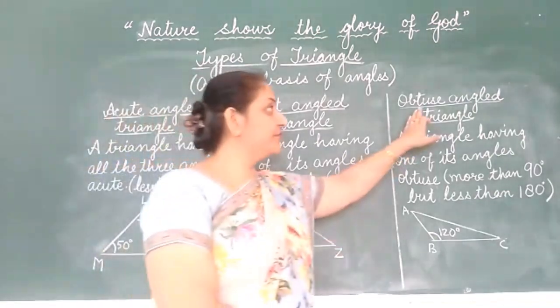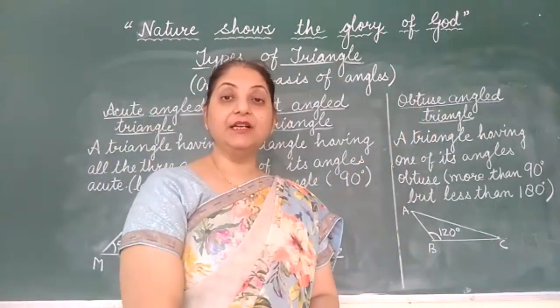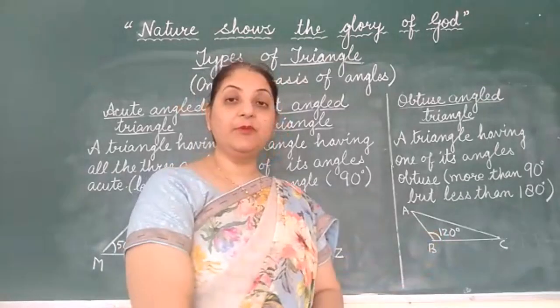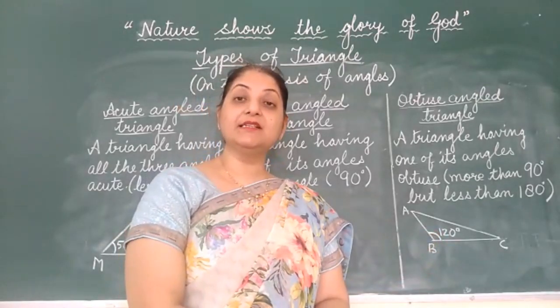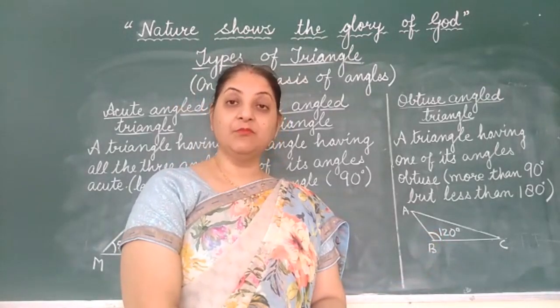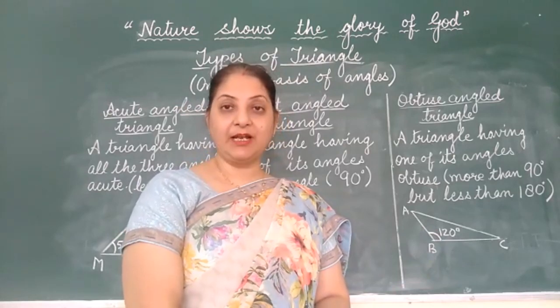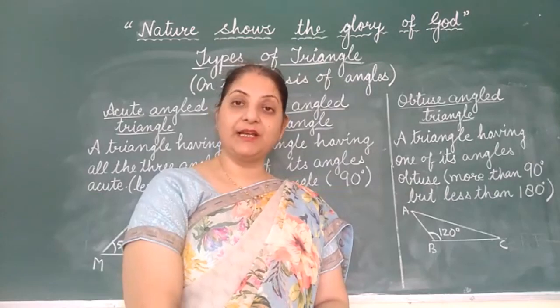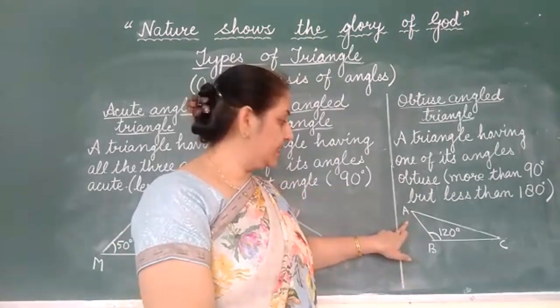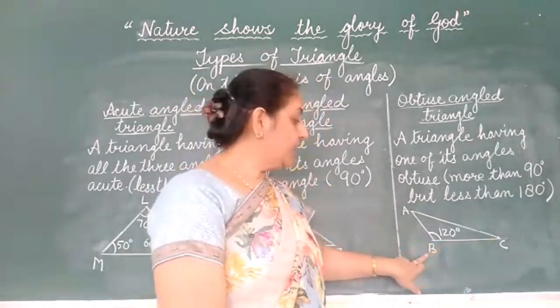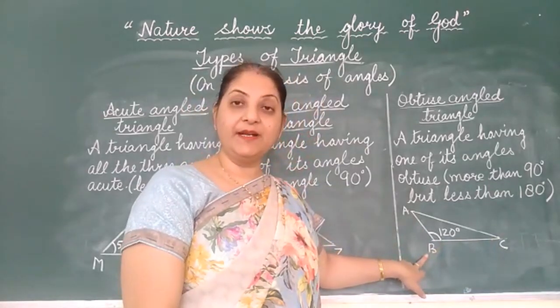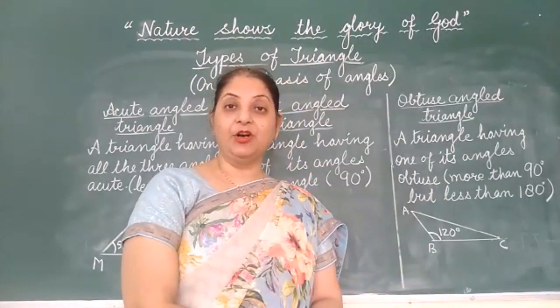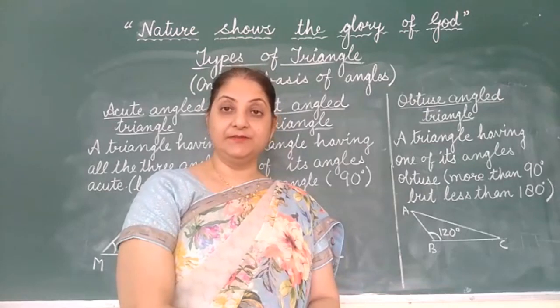The third type of triangle is the obtuse angled triangle. In a triangle, when one of its angles is obtuse, that means more than 90 degrees but less than 180 degrees, then the triangle is known as an obtuse angled triangle. In this example, triangle ABC, angle B is 120 degrees. So this is an example of an obtuse angled triangle.